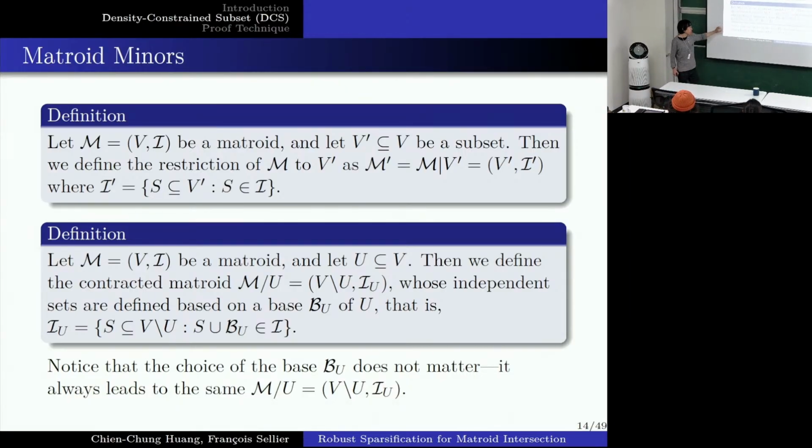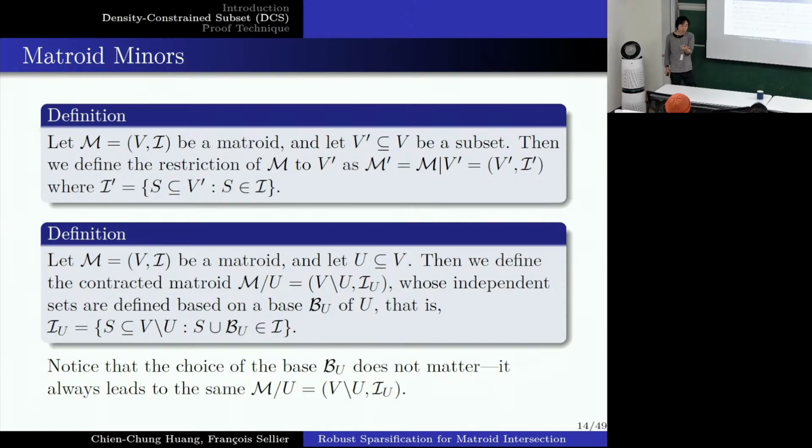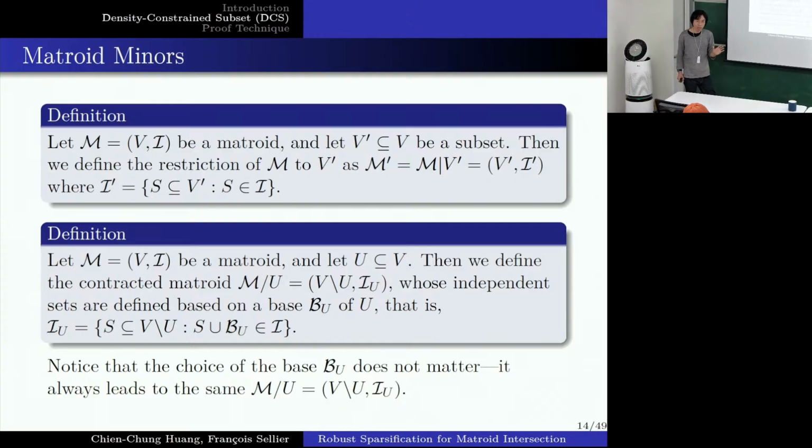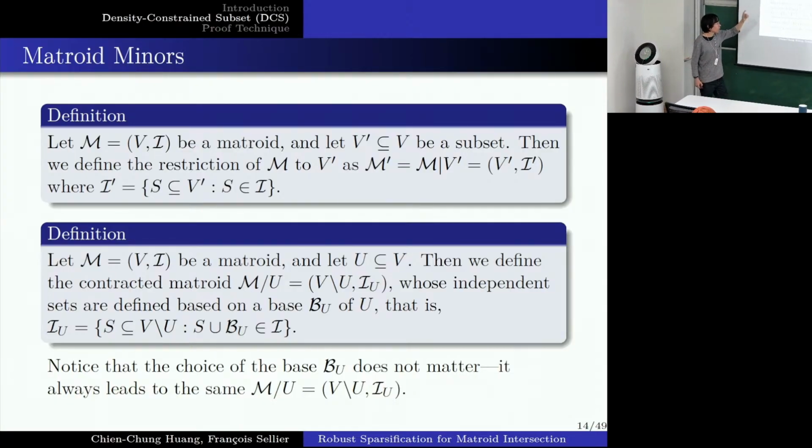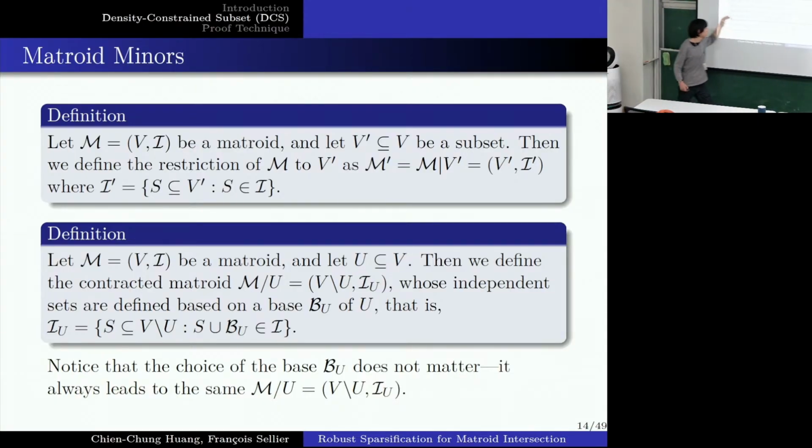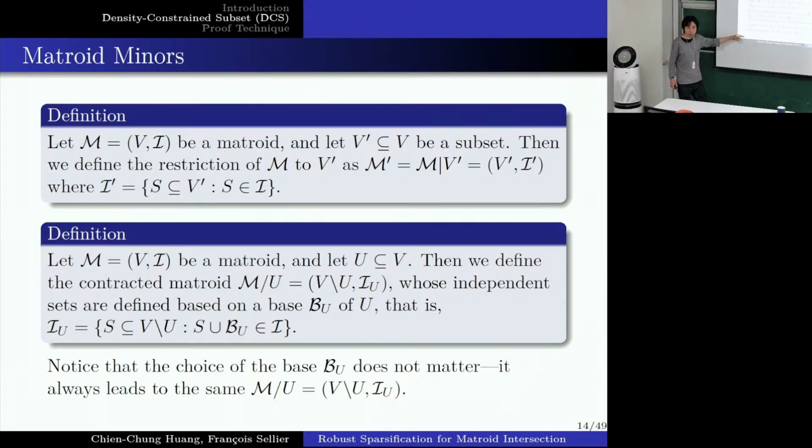It is well known that the choice of the base does not matter. If I have a subset U, you could have many bases, and whatever base B_U you choose, it always defines the same matroid.